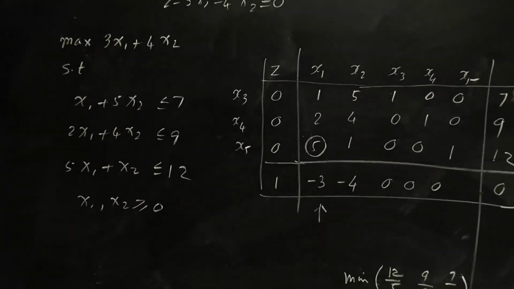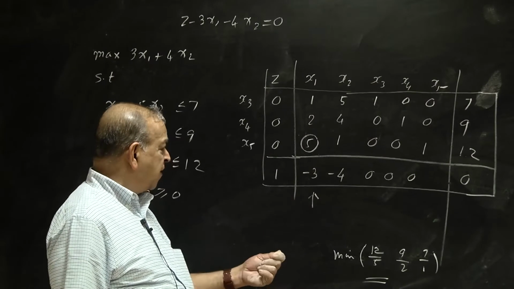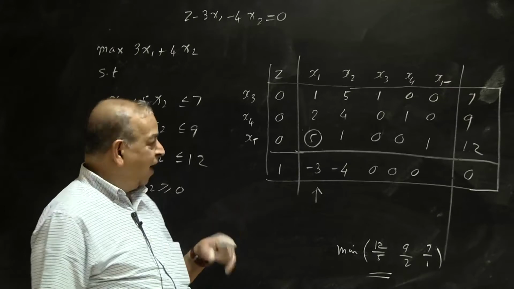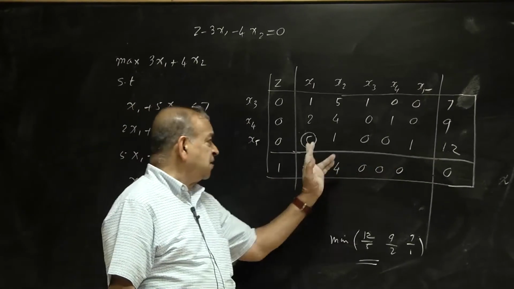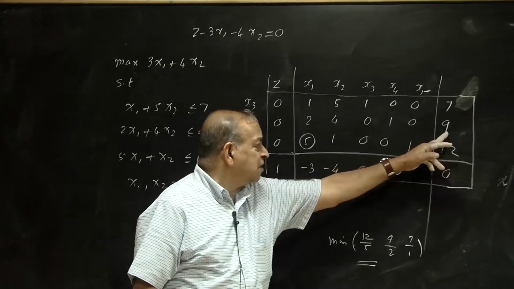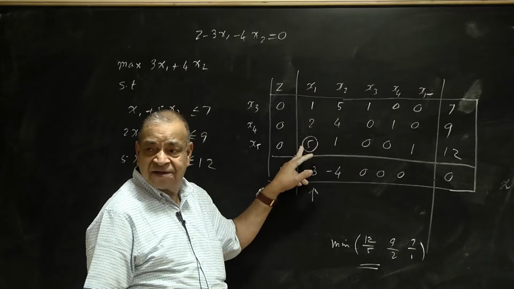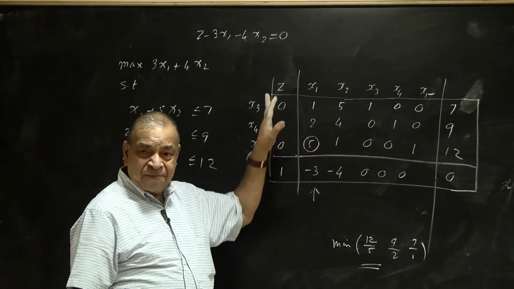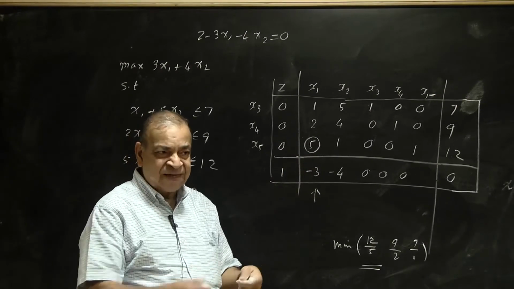Now this says I am increasing the value of x1. I cannot increase beyond a certain level, and that level is determined by this ratio, this over this, this over this, and this over this, only over positive coefficients here. Remember that, only over positive coefficients. Why positive coefficient I can explain later, but don't worry. Right now we are learning the mechanics of it.